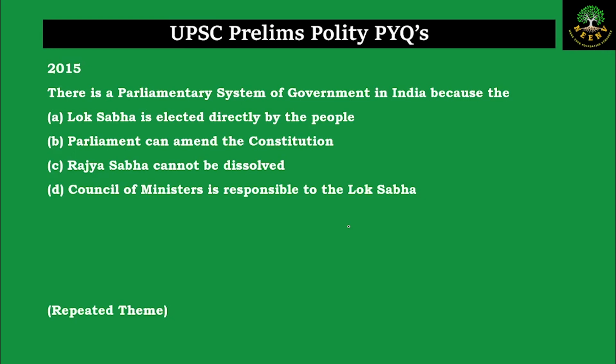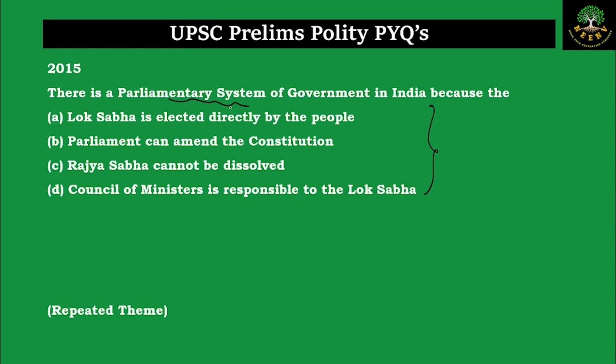Rajya Sabha cannot be dissolved. Yes, Rajya Sabha is a continuing body. One third of the members keep retiring and other people keep joining. So it is a permanent body. It won't be dissolved. That is also true. Council of Ministers is responsible to the Lok Sabha. Yes, that is also true. If you look at the statements, everything seems to be true. But we have to see what the question is asking. There is a parliamentary system of government in India because, so the question is asking us the reason for having a parliamentary system of government in India. So all these are individually true statements, but is each relevant to the question? That is the key here.